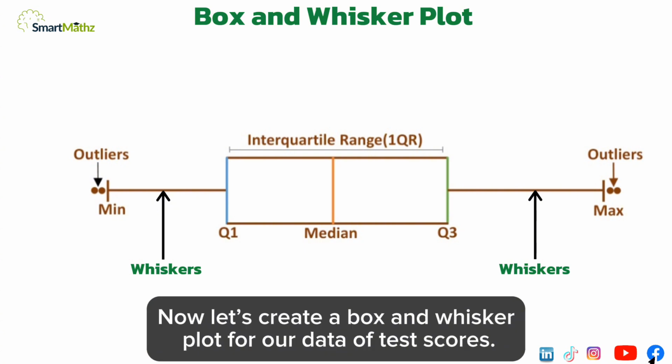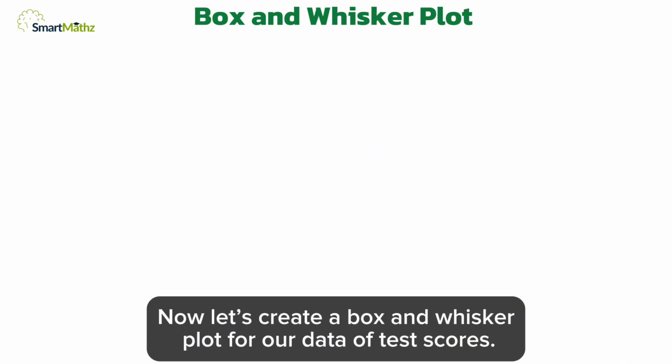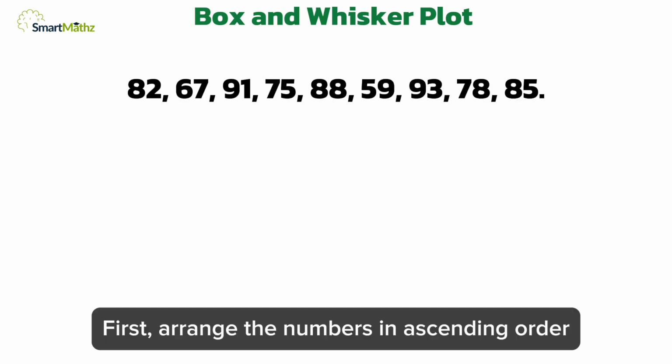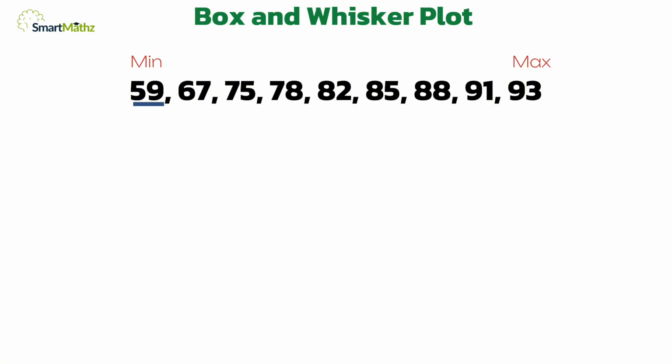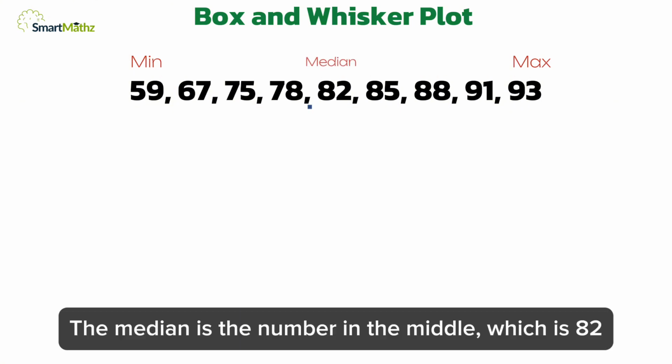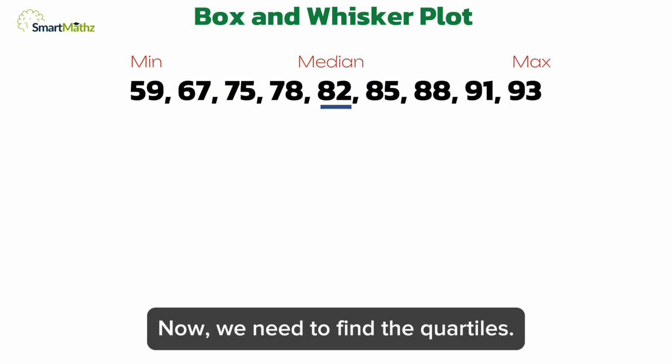Now, let's create a box and whisker plot for our data of test scores. First, arrange the numbers in ascending order. The maximum score is 93, and the minimum score is 59. Then find the median. The median is the number in the middle, which is 82. Now, we need to find the quartiles.